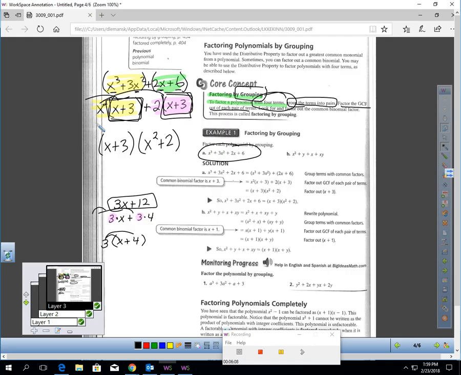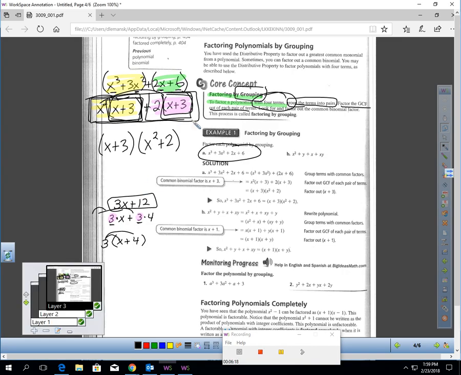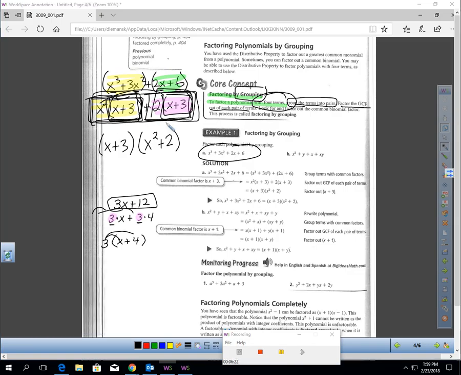That's exactly what I'm doing up here. It's just instead of pulling out a monomial, I pulled out an entire binomial. Both of these terms had an x plus 3. I just pulled the x plus 3 out of both, and I'm left with x squared plus 2.